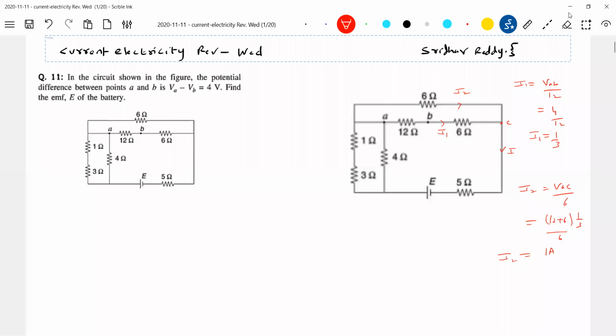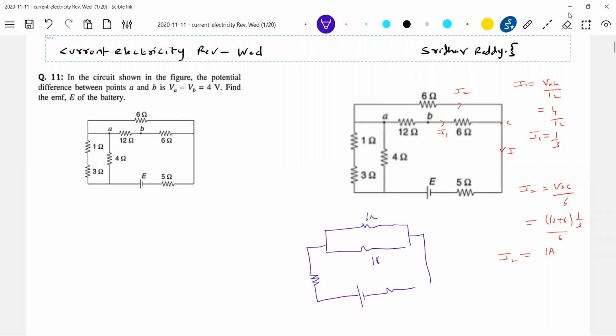Now look at this 4 ohm, 4 ohm, the equivalent circuit of this. 6 ohm, 12 plus 6, this will be 18. Then this 1 and 3 are in series, the effect will be 4. 4 in parallel with 4 will be 2 ohm. Then 5 ohm, this is 2 ohm. And we know the total current, 1 plus 1 by 3, that is 4 by 3 ampere. I think you can work out now, 4 by 3.